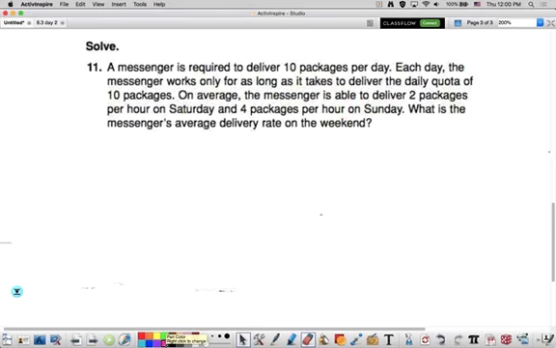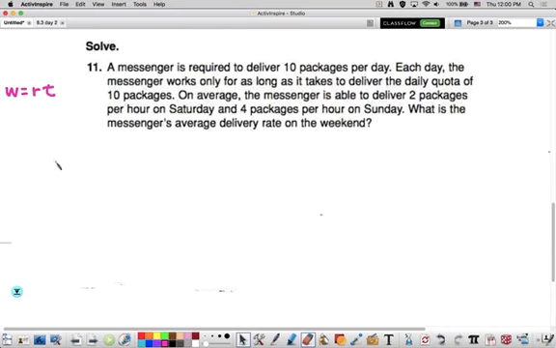Well, let's read through it. This messenger is doing work, so work equals rate times time. I'm going to write that down. The messenger is required to deliver 10 packages per day. Each day, the messenger works only for as long as it takes to deliver the daily quota of 10 packages. On average, the messenger is able to deliver 2 packages per hour on Saturday.